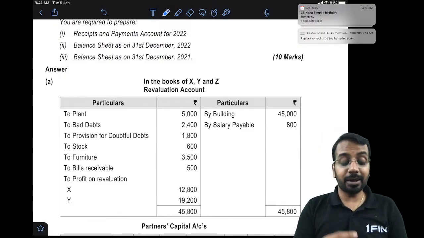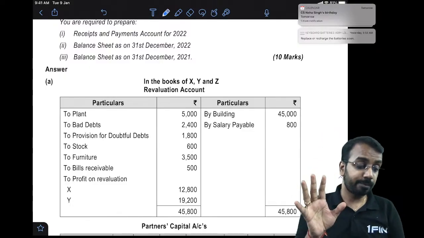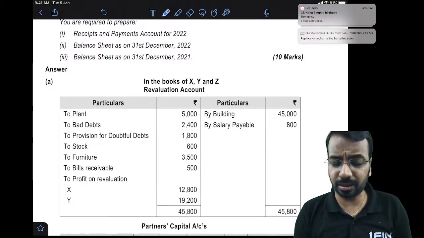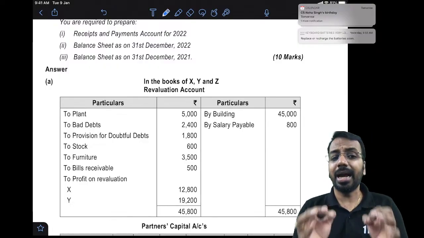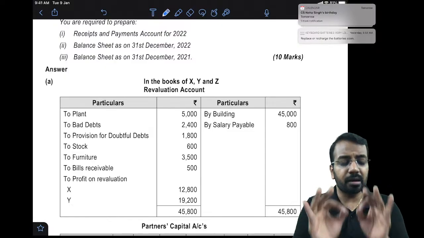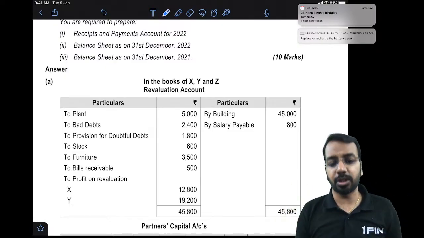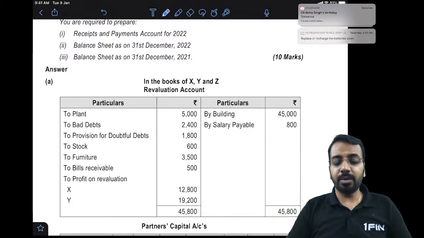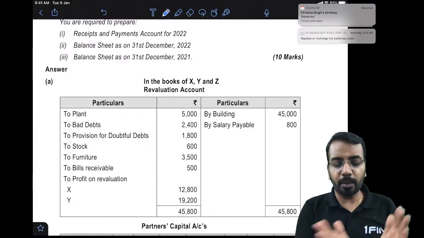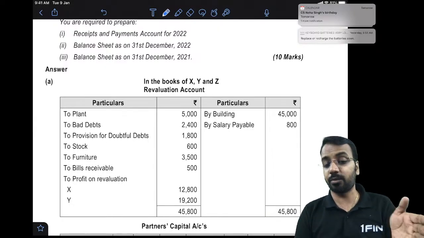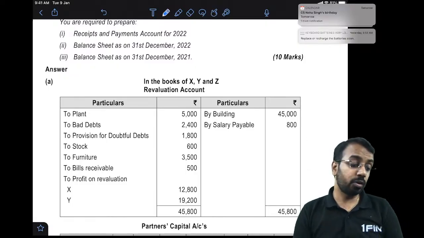Second, attempt the last 5 attempt questions. There are questions on death, admission and retirement. Attempt those questions. You will get 101% confidence in the examination. Don't worry that it will be a very difficult question. You just go back and attempt those 5 or 6 years of questions. You yourself will get absolute clarity.